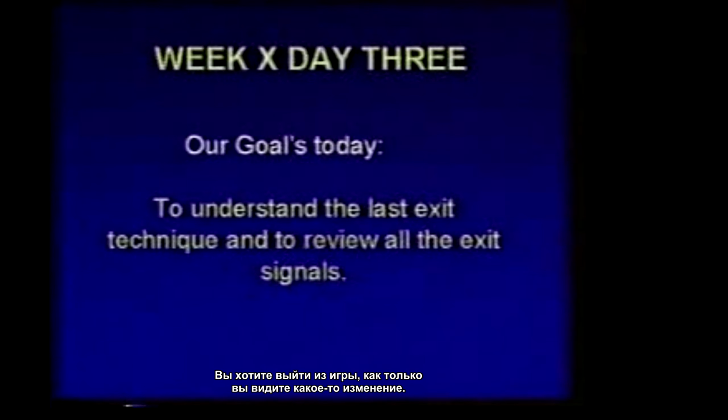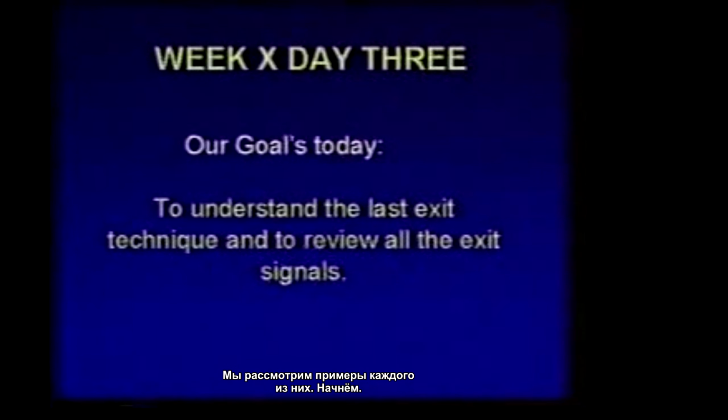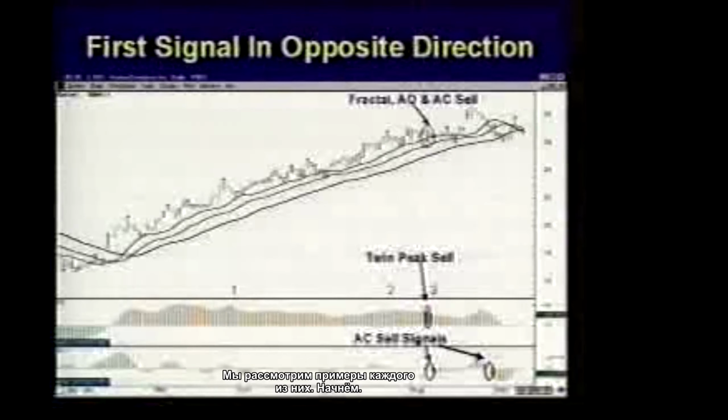Because you're going to want to get out. The first signal in the opposite direction basically says the first thing that changes, any kind of change. Now you know with the AC, we create a lot of signals. It's probably going to be the one signal that gets you out, that or the balance line. Maybe the twin peak. We're going to go through and look at examples of all of them. And here we go.